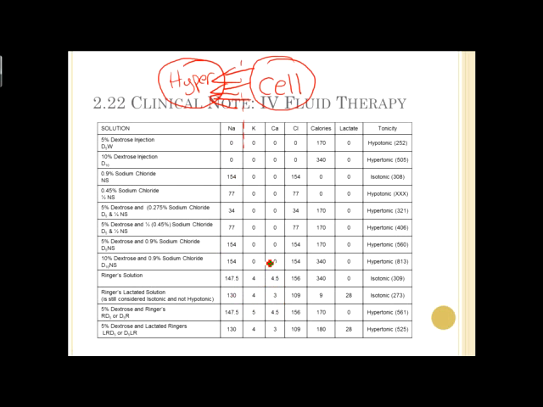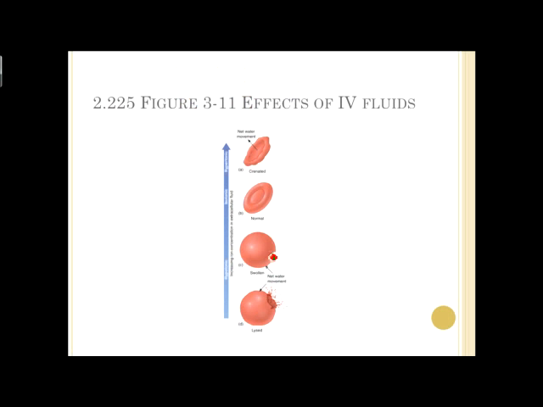Hyper, hypo, and isotonic solutions. So, effects of IV fluids. If everyone will notice here, this says hypertonic. The thicker the substance gets, or the more hypertonic, the more fluid leaves the cell. And this will cause crenation, or dehydration of the cell. So this one's crenated. If we have an isotonic solution, it's balanced. There's no net movement of fluid, so the cell is going to be normal.